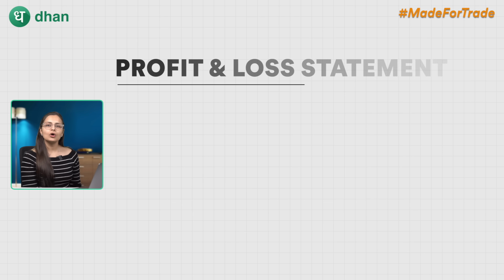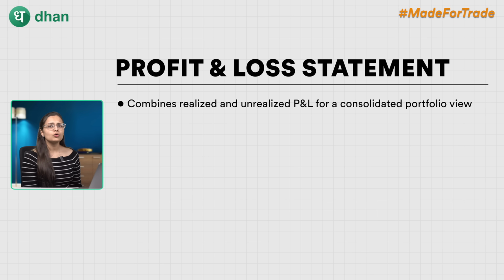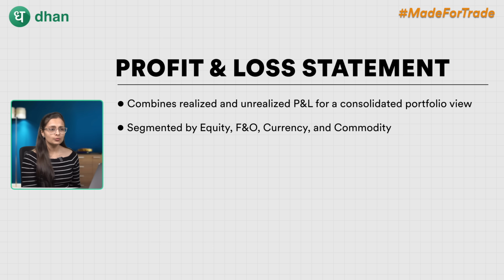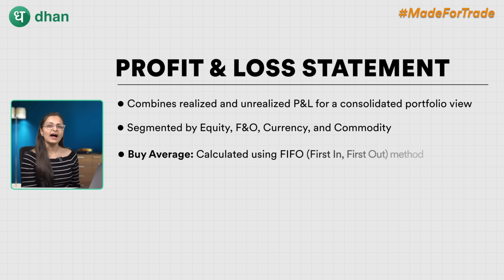It will give you a consolidated view of all your profits and losses, including both realized as well as unrealized. It helps you evaluate your overall portfolio performance, providing insights into which segments are contributing the most, whether it's equity, F&O, currency or commodities. The buy average is calculated using the cost of inventory method, that is FIFO, first in, first out, meaning as shares are sold, the old ones are removed from your holding, and the buy average is recalculated based on the remaining shares left in the portfolio.